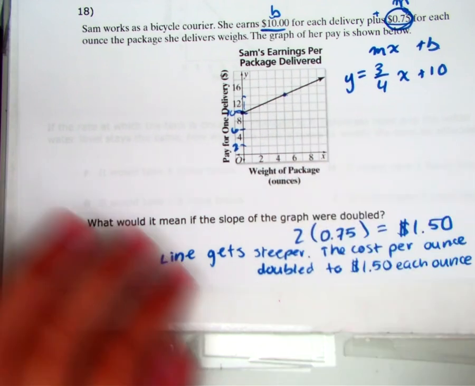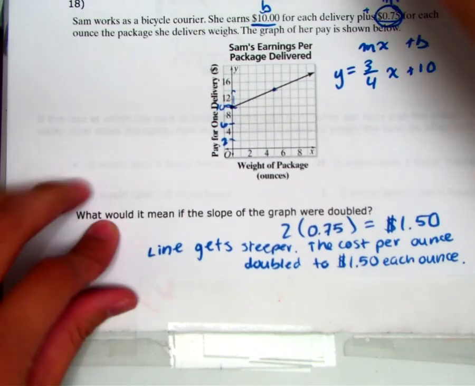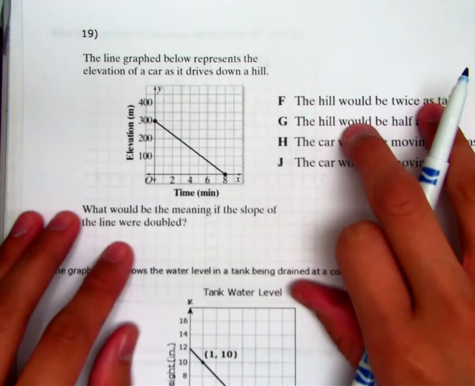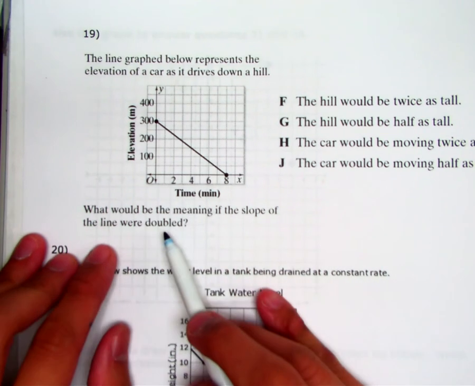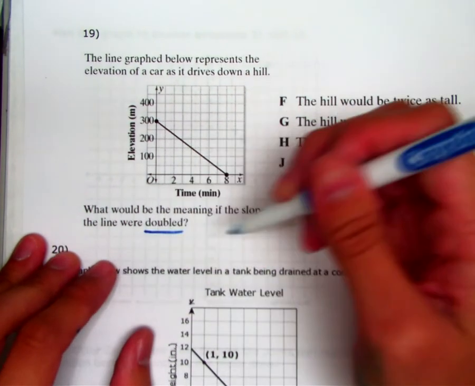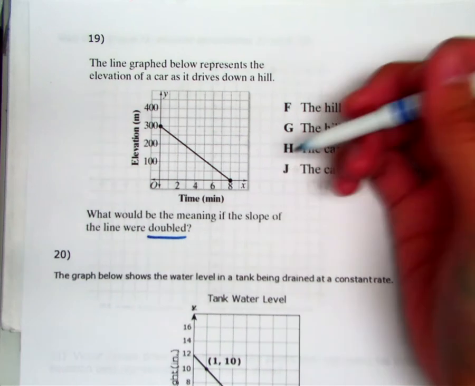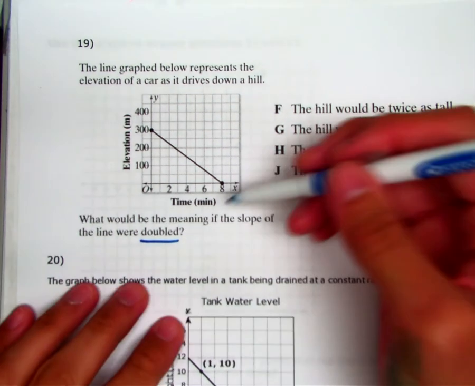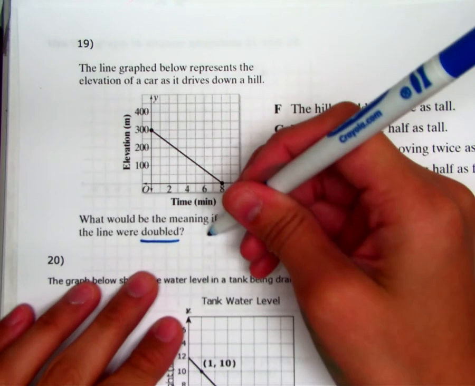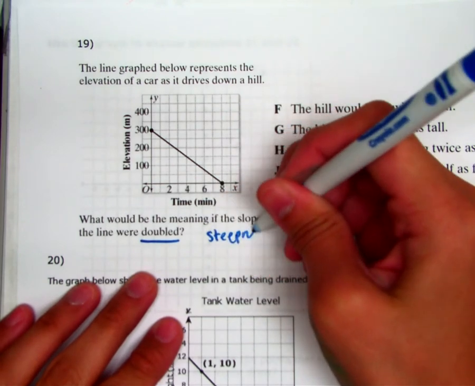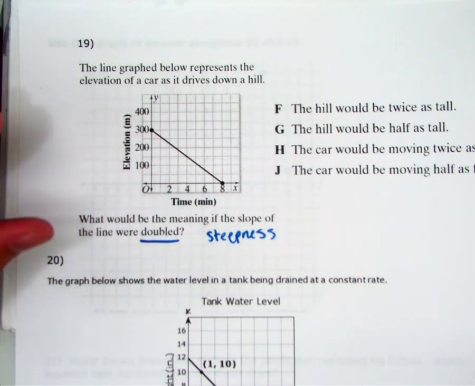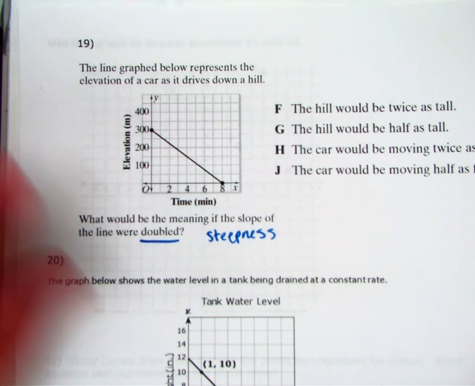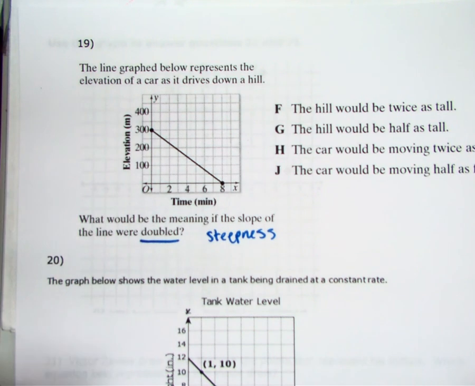Okay. Number 19. The line graph below represents the elevation of a car as it drives down a hill. Whee! What would be the meaning if the slope of the line were doubled? So again, with slopes being doubled, okay? If you change the slope, it changes the steepness. So let's say that you were running down a hill and you decided to run even faster. Does that change the height of the hill? No. The hill's height doesn't change.